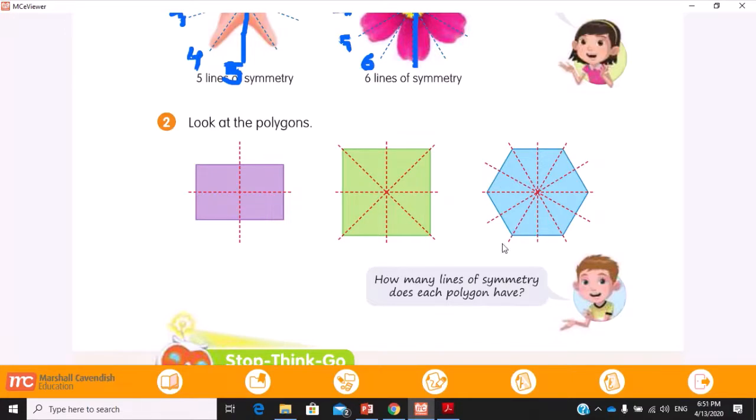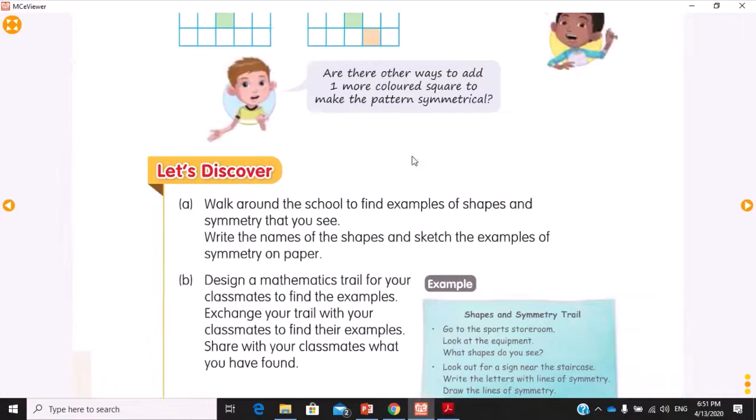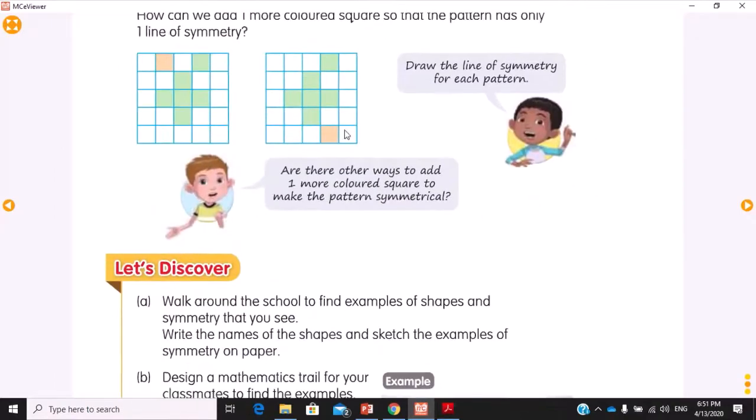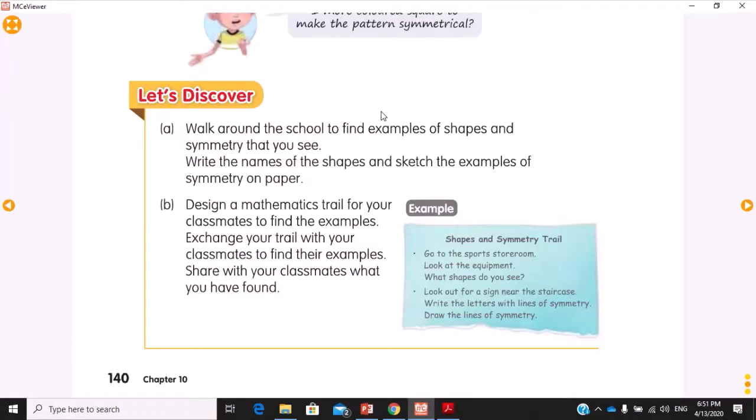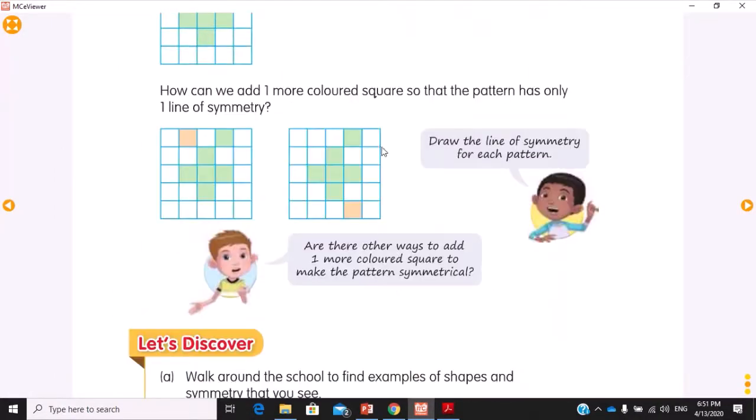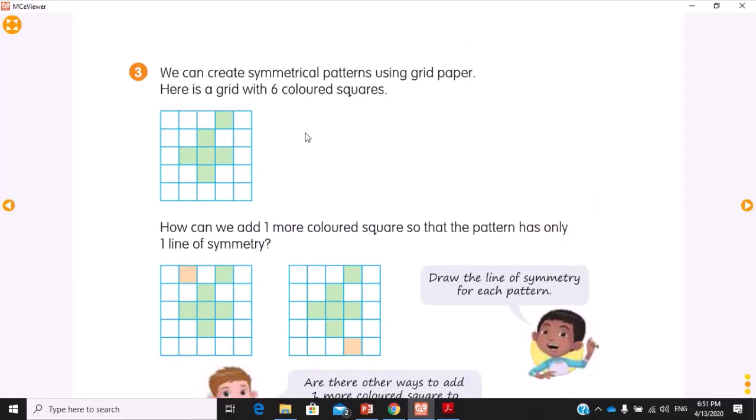Okay, this should make it so easy for you now. Let me take a look here and let you know what we're doing. There's something a bit different on page 140. I would like you to take a look at the grids that we're using. We can create symmetrical patterns using grid paper. Here is a grid paper just like in your math copybooks. Let's take a look at this one here. What can we do actually?